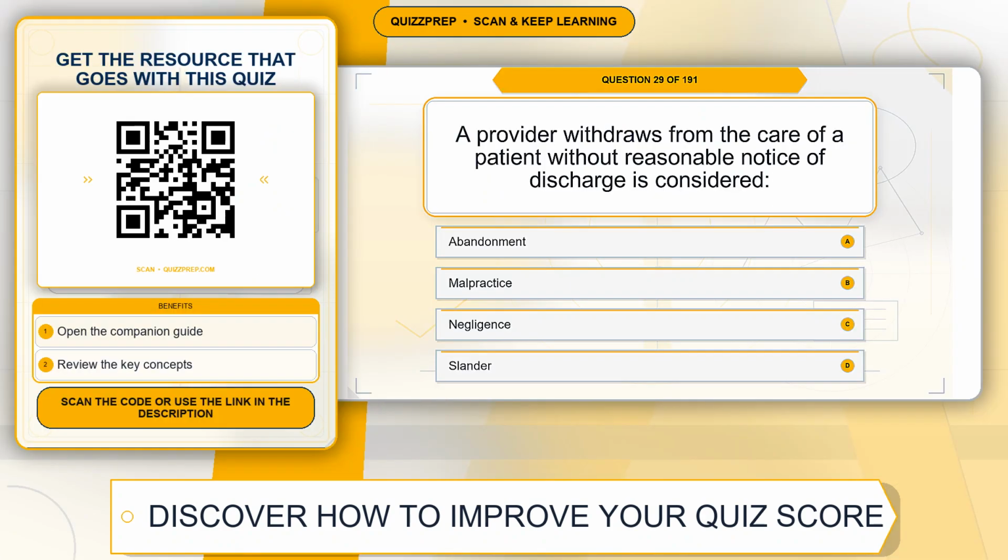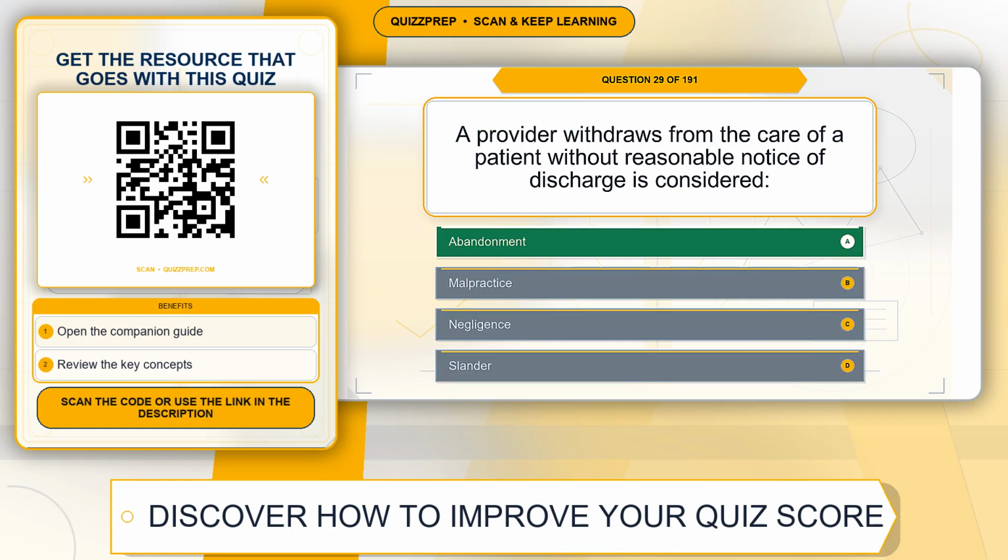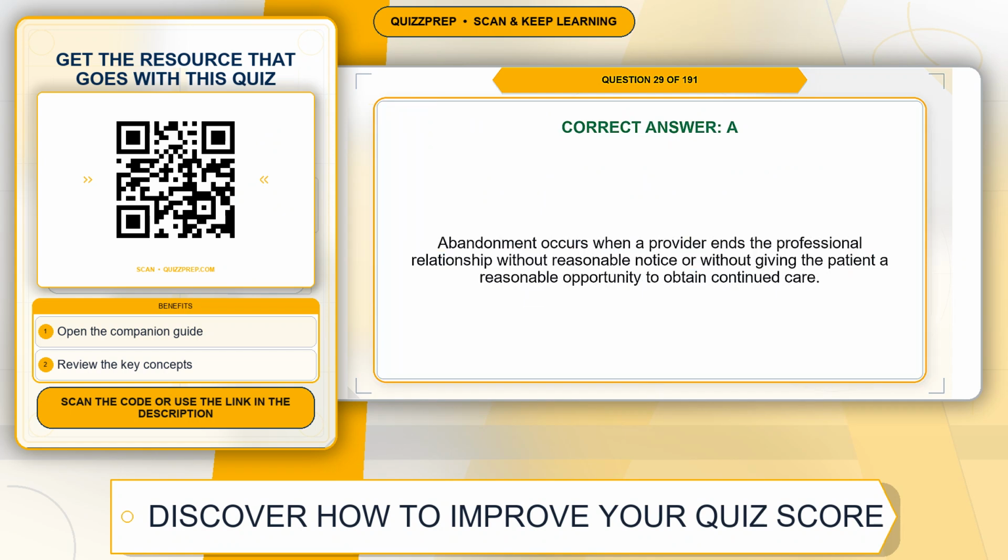Question 29. A provider who withdraws from the care of a patient without reasonable notice of discharge is considered: Option A, abandonment. Option B, malpractice. Option C, negligence. Option D, slander. The correct answer is option A, abandonment. Explanation: Abandonment occurs when a provider ends the professional relationship without reasonable notice or without giving the patient a reasonable opportunity to obtain continued care.